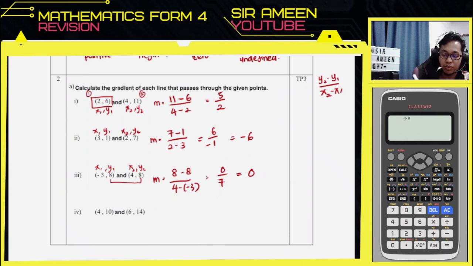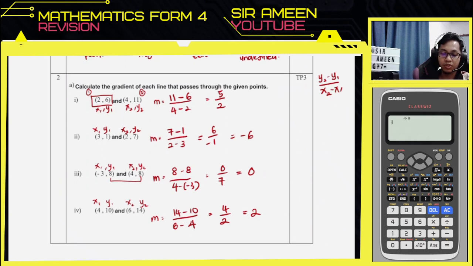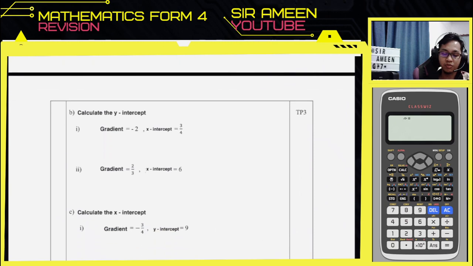Okay, for the fourth, the points would be 4, 10 and 6, 14. I just labelled this so that you wouldn't get confused about y2, y1, x2 and x1. So the gradient would be 14 minus 10 over 6 minus 4. 14 minus 10 would be 4, 6 minus 4 would be 2. 4 over 2 is 2. So the gradient for the straight line passing through 4, 10 and 6, 14 is 2. Okay, so that is the question 2 for A.